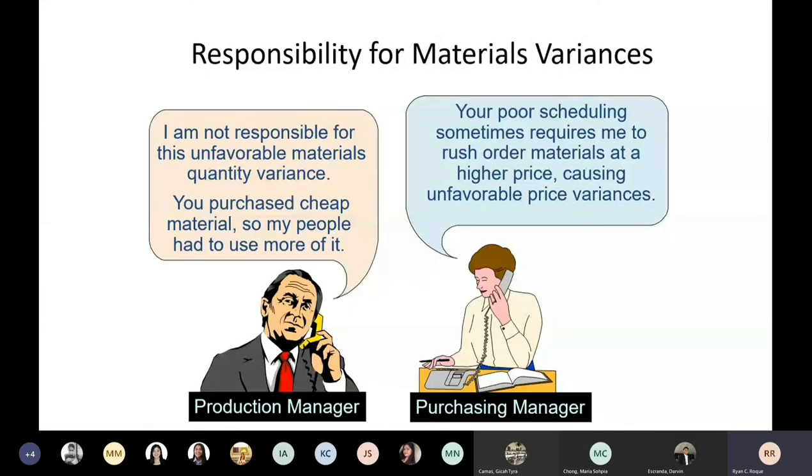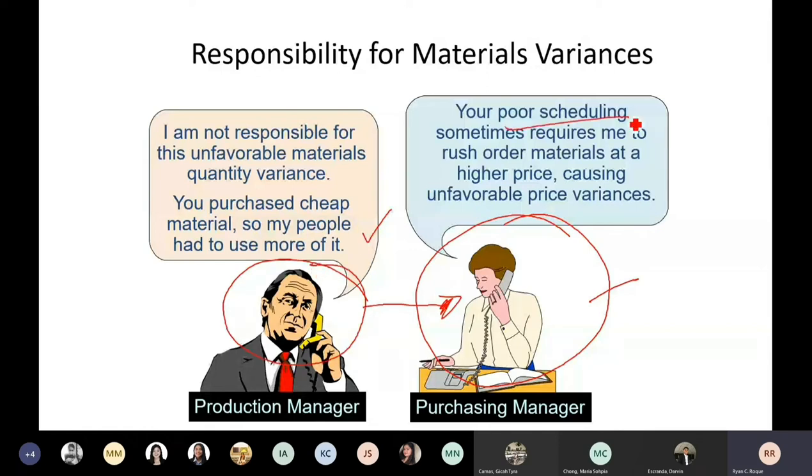Sa lumabas sa investigation, ang reason pala is production manager ang may kasalanan. Poor scheduling. So pag lumutang na yung reason kung bakit may variance, we can now properly take actions. So si production manager has to improve yung kanyang scheduling to avoid yung rush order ng materials. Okay? Kung ang tinanong mo lang si production manager, sinisisi lang niya si purchasing manager. Pero nung nag-dig deeper ka sa investigation mo, kung ikaw ay management accountant, ganyan ang gagawin mo, you will find out na ang reason talaga ay siya mismo. Yung poor scheduling niya. Okay?